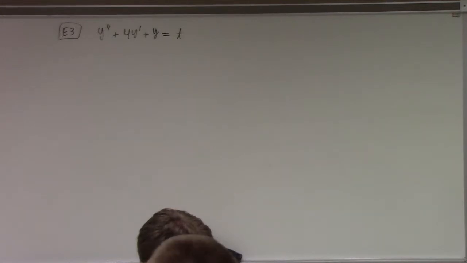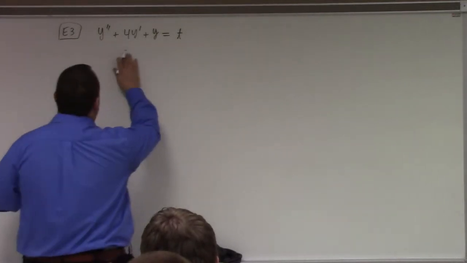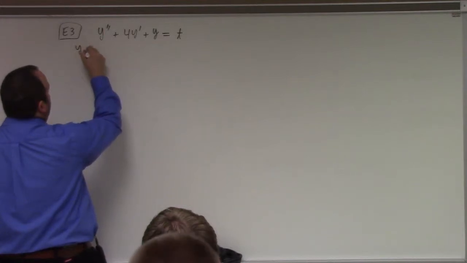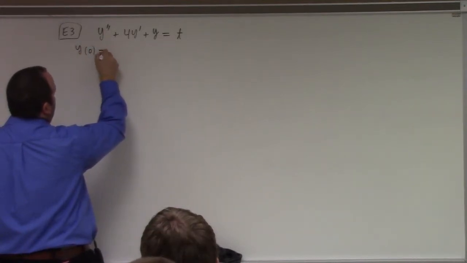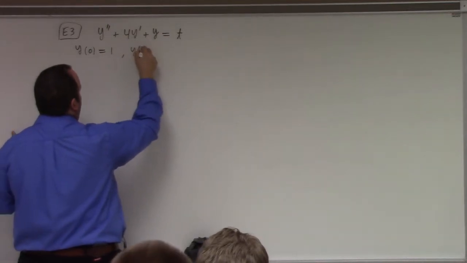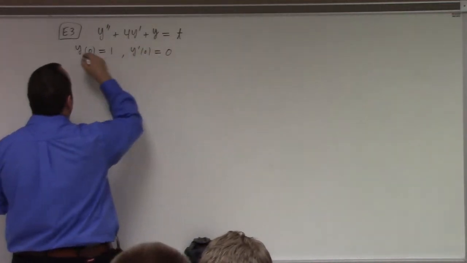So any questions about example 2? All right, let's work another one of these, and then I'll open the floor for questions here. So with y of 0 equals 1, and y prime of 0 equals 0, okay?